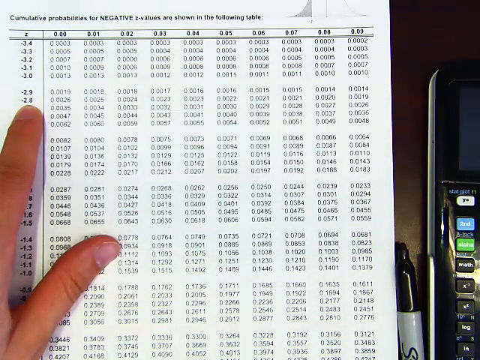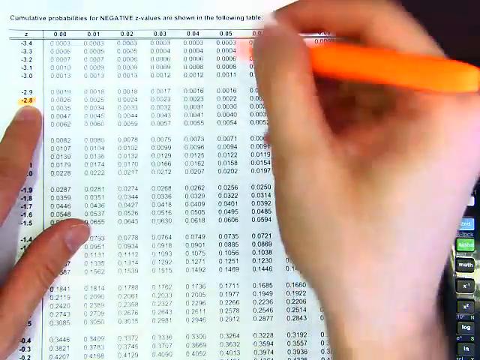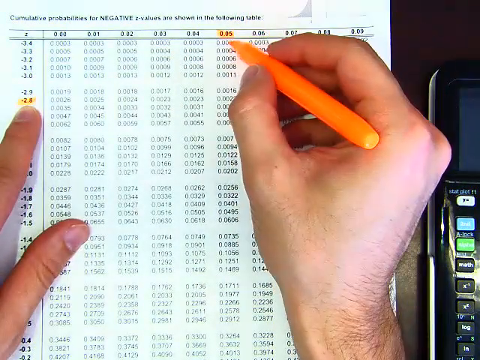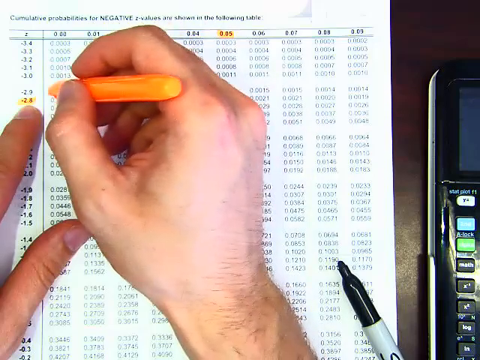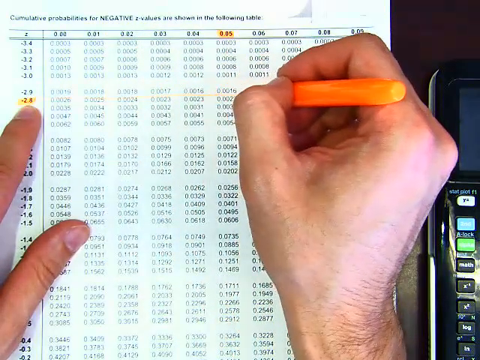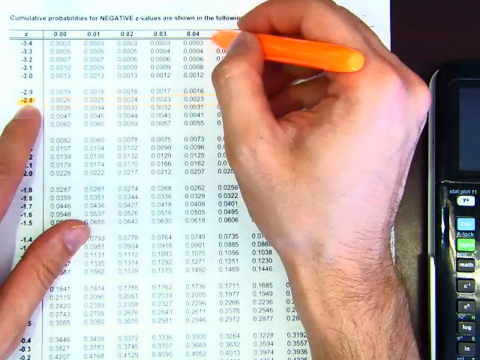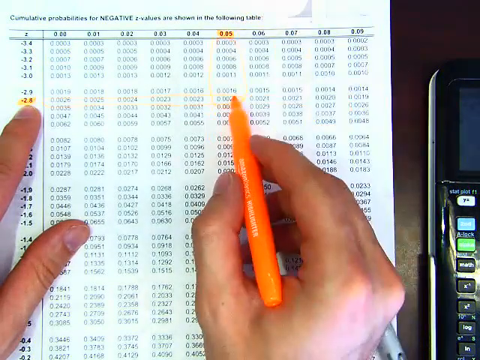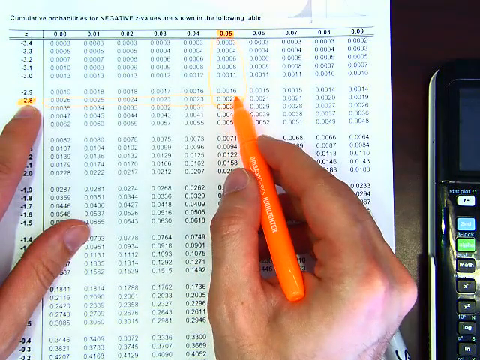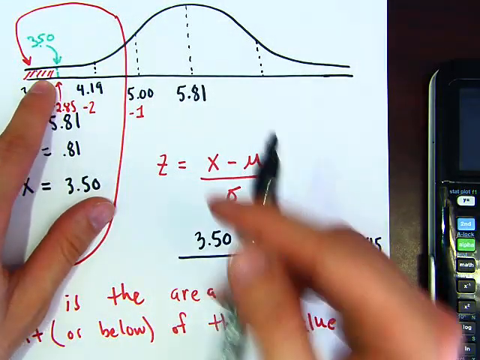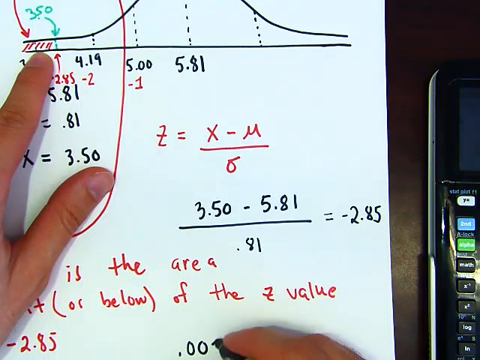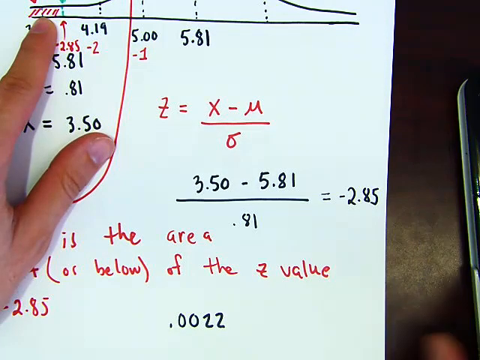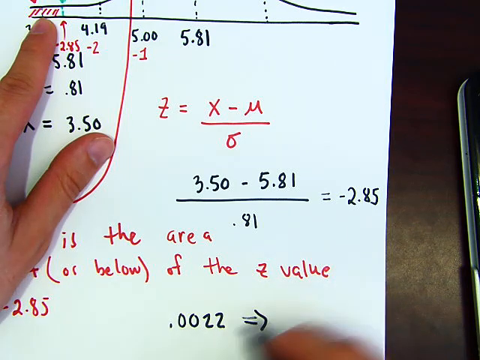And let me see if I have a highlighter somewhere. Okay. I have a highlighter. So notice that it's at negative 2.8, but it's also at 0.05. So we want to find the intersection of this and this, and notice that this intersection is this. It's 0.0022. So the area over here is 0.0022.